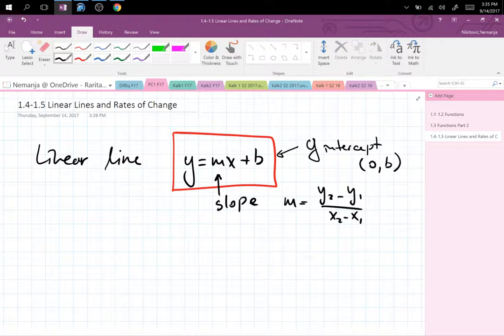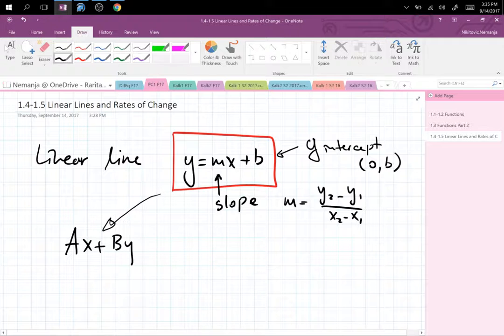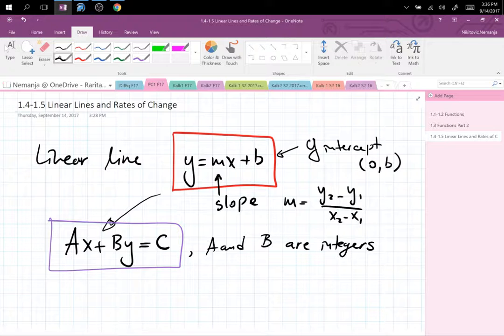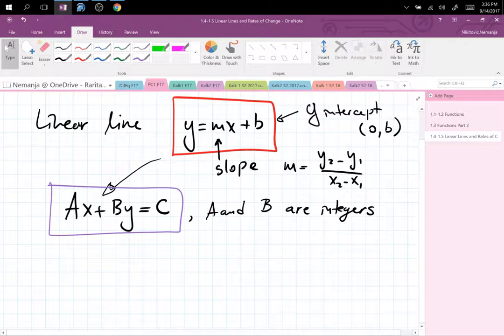What else do you know from algebra? You know that this can be converted into what some people call standard form, ax plus by equals c, where a and b are integers. So you can't have fractions or decimals there. They have to be whole numbers. And then c can be anything. So that's another form. I would say less important, but then whatever.